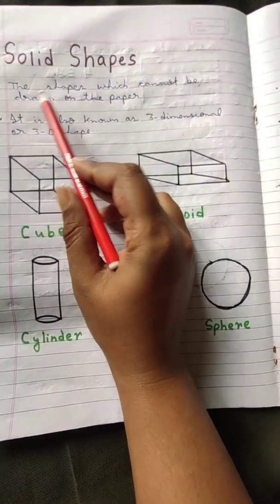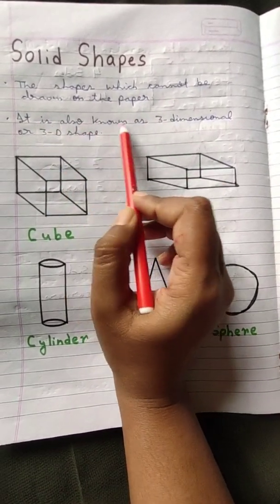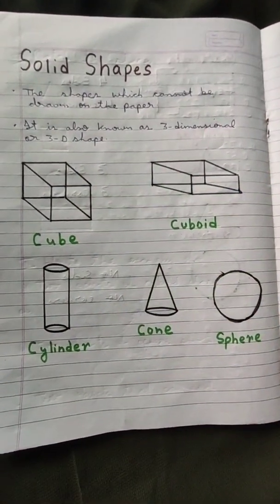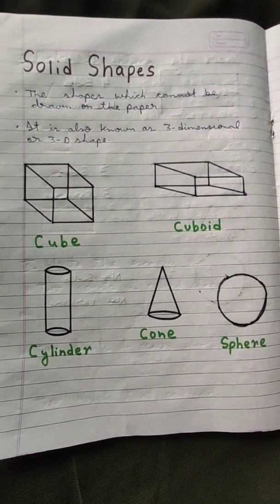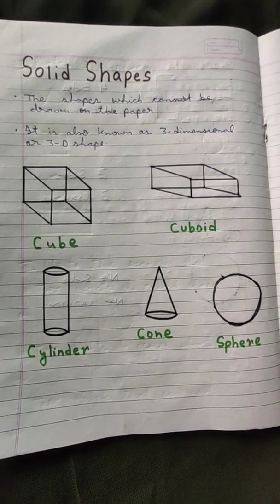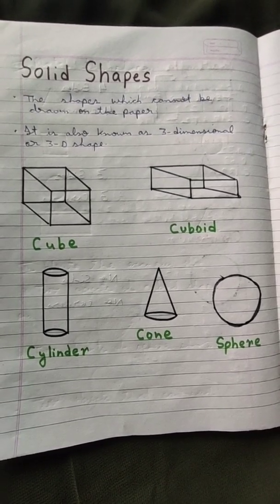Solid shapes, the shapes which cannot be drawn on the paper. It is also known as three-dimensional or 3D shape. So what are solid shapes, children? The shapes which cannot be drawn on the paper are called solid shapes. Solid shapes are also known as three-dimensional or 3D shape.